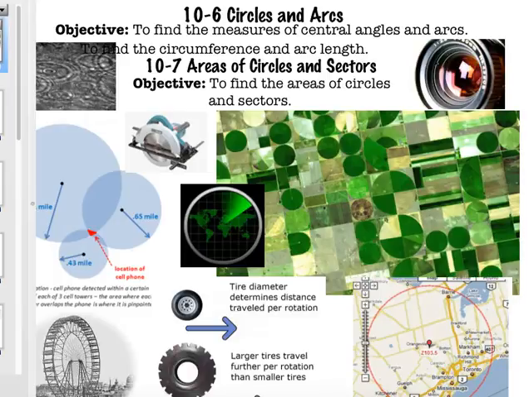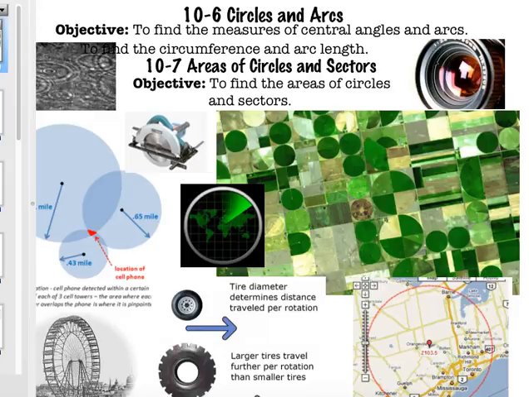Hey folks, we are moving on to circles. So we're going to learn how to find the area and the circumference, which is essentially the perimeter of a circle, but we call it circumference since it's round. Here are some applications of what these would look like in real life.